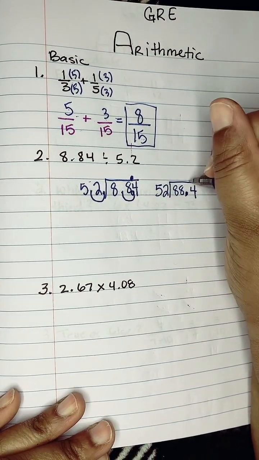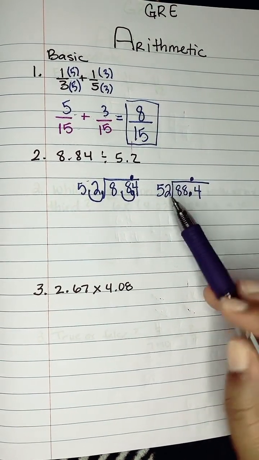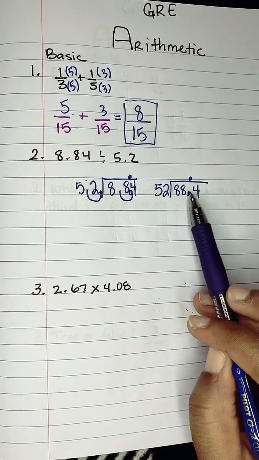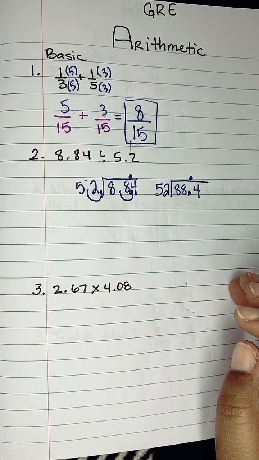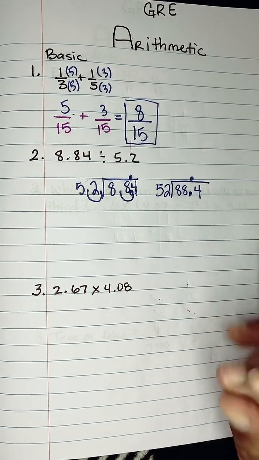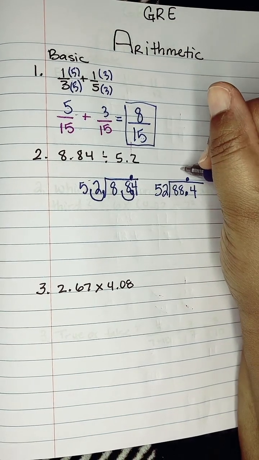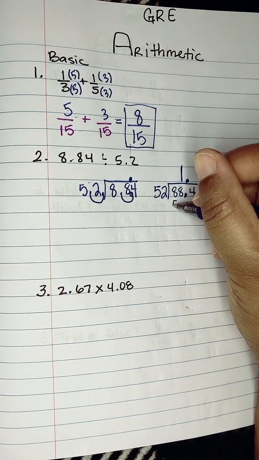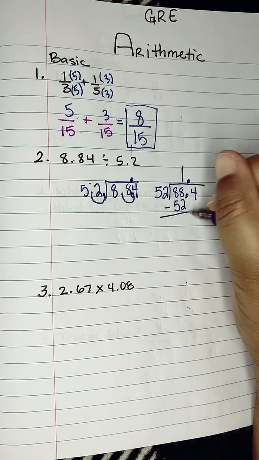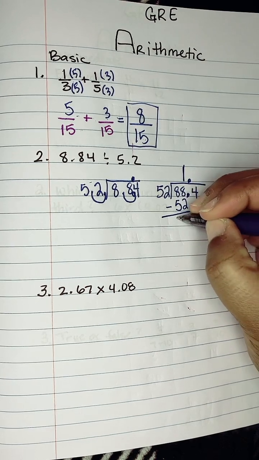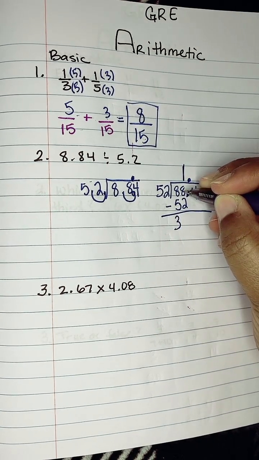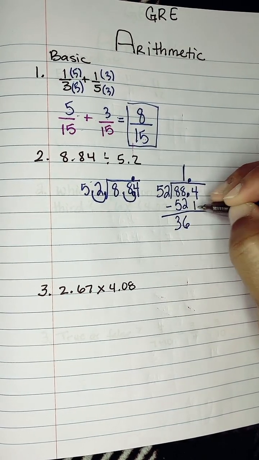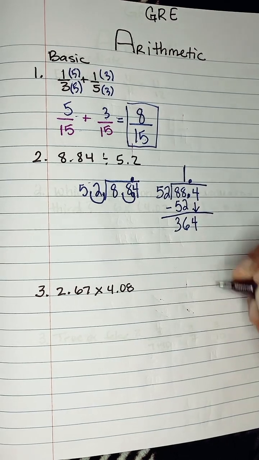So if we put it right here, we're going to put it up here. Then we're going to ask ourselves, can 52 go into 8? No. Can 52 go into 88? And yes, but how many times? So we can only fit one 52 into 88. Okay, so we would do 1 times 52, then we will minus. And 8 minus 5 is 3. 8 minus 2 is 6. Okay, we drop down our 4.